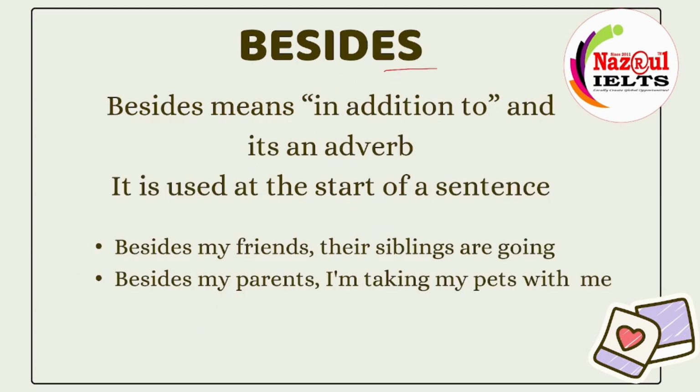Besides. Besides means in addition to. And it's an adverb. আগেরটা ছিল একটা preposition আর এটা হচ্ছে একটা adverb. And it is used at the start of a sentence. একটা সেন্টেন্সের শুরুতে আমরা এই besides ইউজ করে থাকি আর এটার মানেই হচ্ছে in addition to.